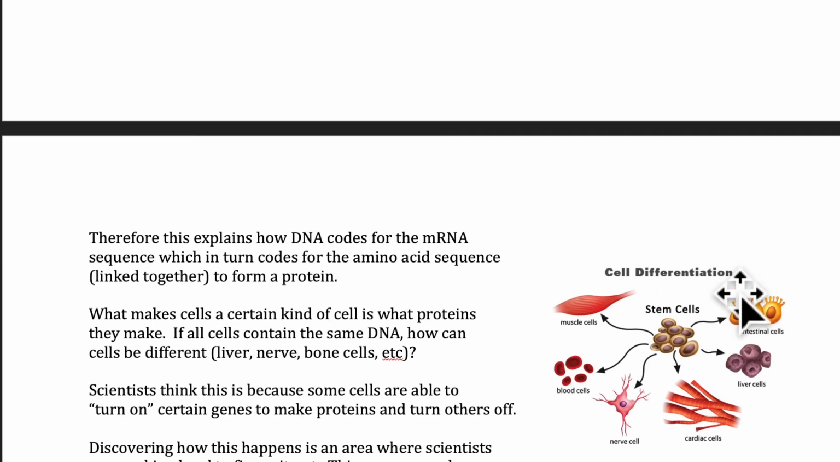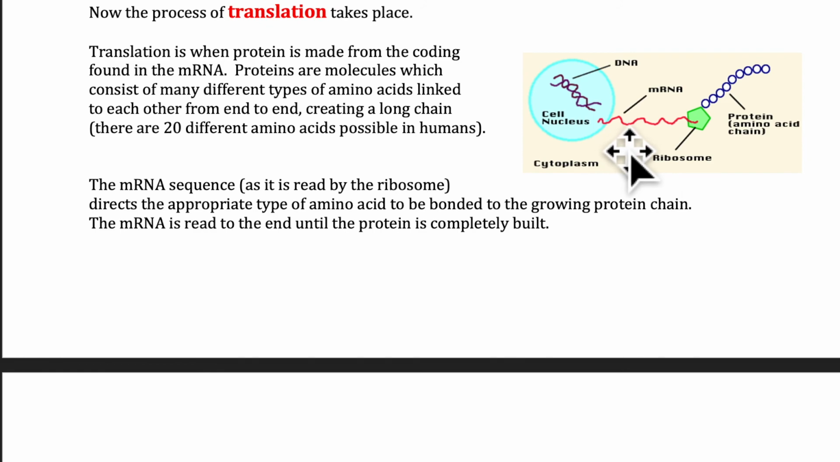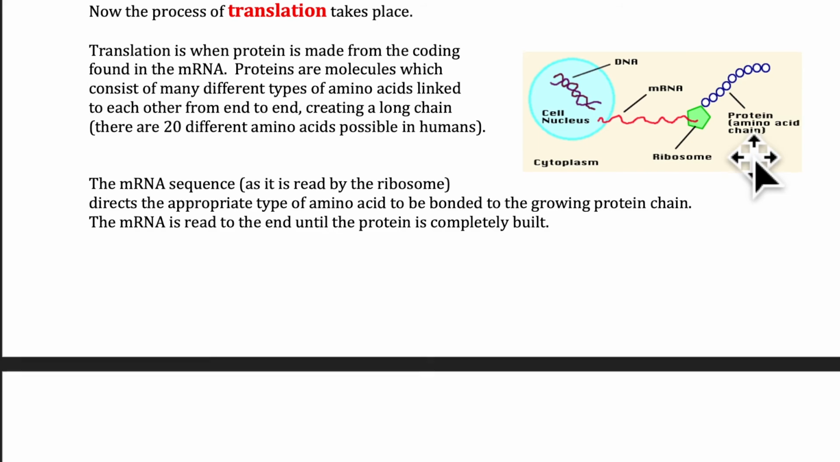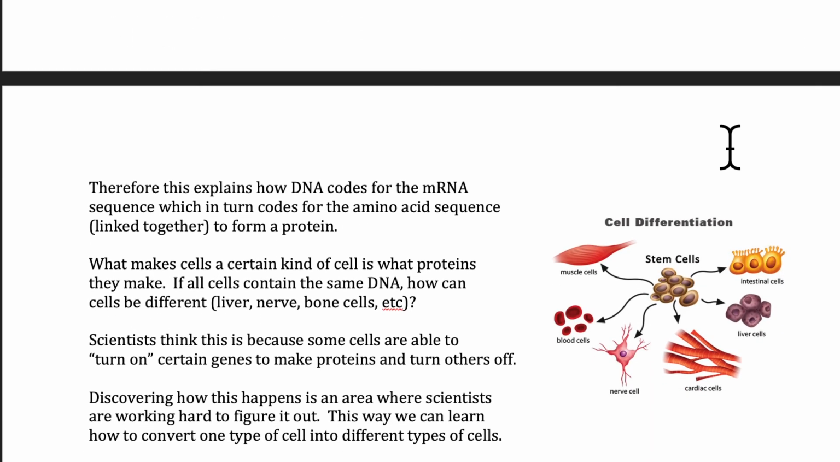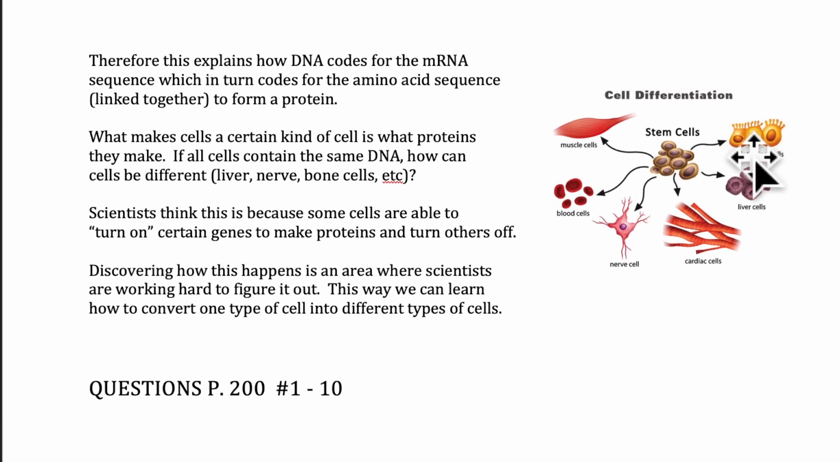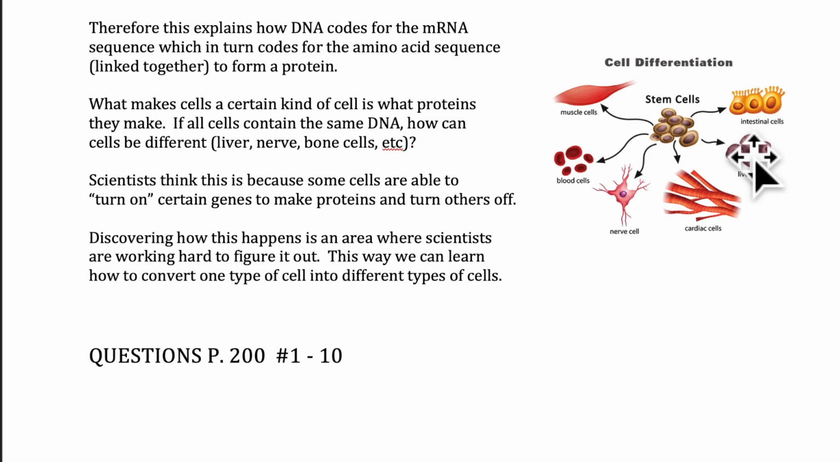You can see you've got the DNA, cell nucleus, cytoplasm. The mRNA exits the nucleus, finds its way to the ribosome, and then the ribosome interprets, okay, what amino acids do I need to be making and putting in my chain here? And then the ribosome does that, right? So this explains how DNA codes for the mRNA sequence, which in turn codes for the amino acid sequence linked together to form a protein.